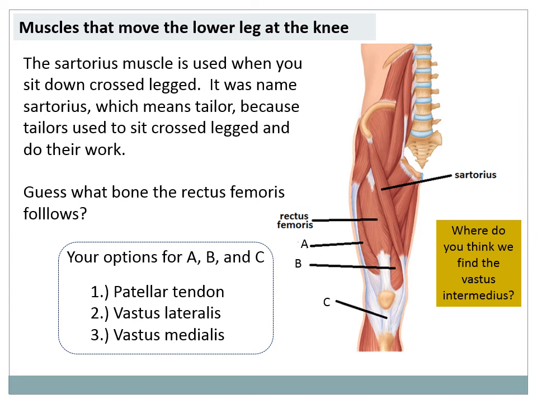Yeah, it's going to follow the femur, right? Femoris and femur. That is why it's named that way. It's the straight muscle that runs down the femur. Now we have A, B, and C over there to the right.